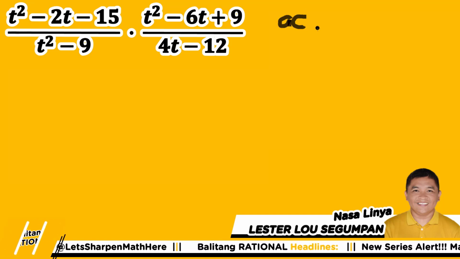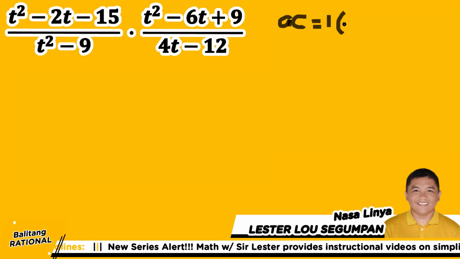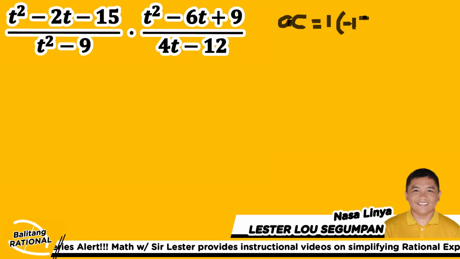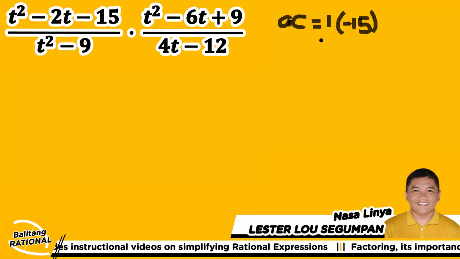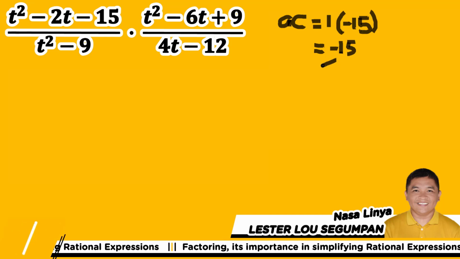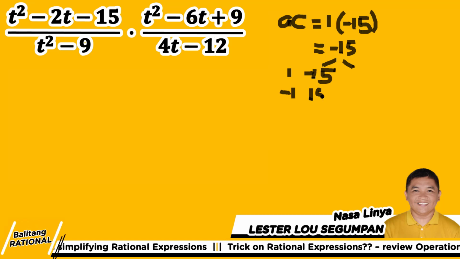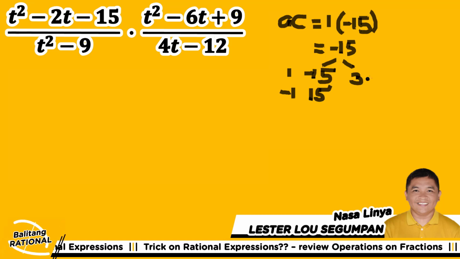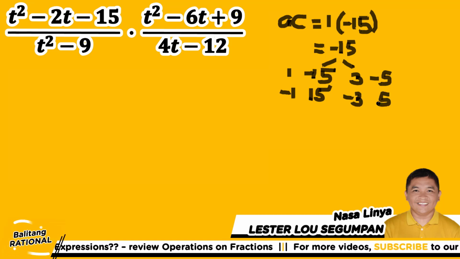So yung AC method natin for our t squared minus 2t minus 15, we are going to multiply the a and c coefficients. We have 1 as the coefficient of t squared, and i-multiply po siya sa ating constant, which is negative 15. So yung AC natin po is equal to negative 15. Now let's look for the factors of negative 15. We have 1 and negative 15 here. We also have negative 1 and the positive 15. We could also try 3 and negative 5, and then negative 3, then positive 5.